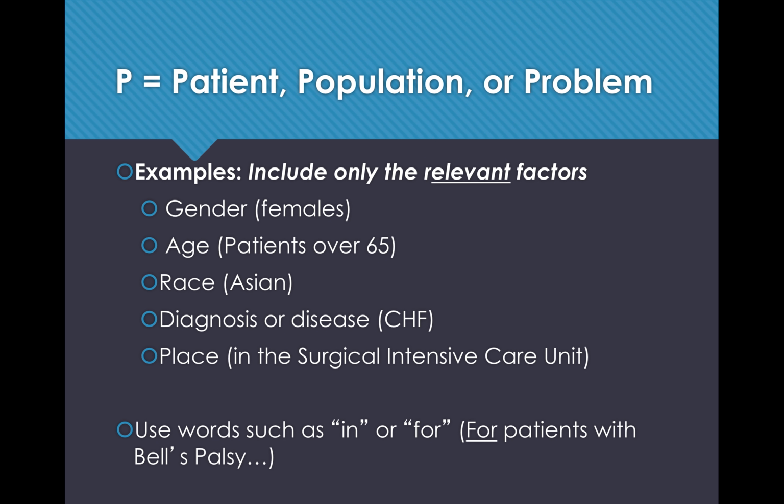In describing the P, or patient, population, or problem, using words such as "in" or "for," like "for patients with Bell's palsy," is typically a good way to phrase the beginning of your PICO statement.